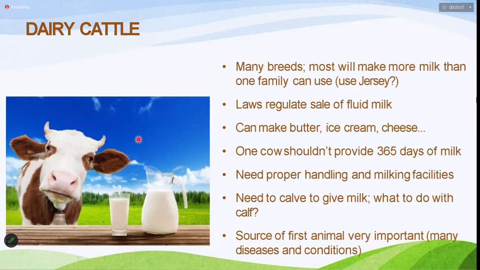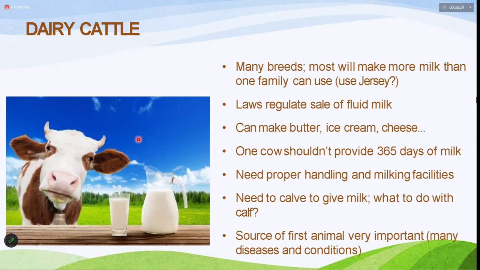If you visit farms like NLDB farms or the New Zealand farm in Aberdeen, you can see these different breeds. We can have high-profit products such as butter, ice cream, and cheese. One cow should provide 365 days of milk. Proper handling and milking facilities are needed for cows to give milk.